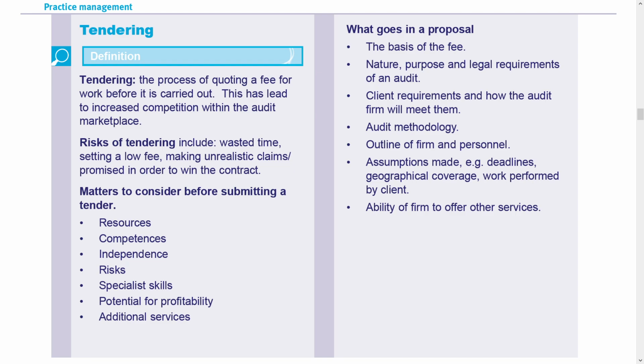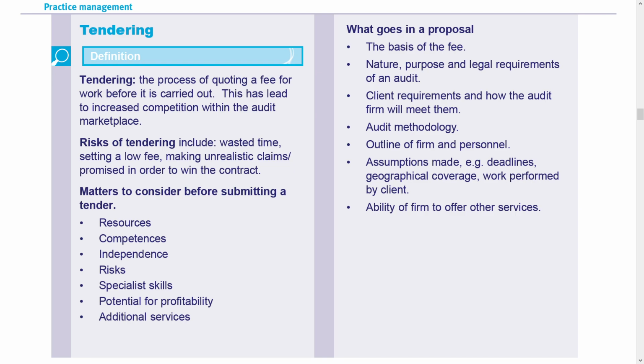What are some risks of tendering? For example, it includes wasted time, setting a low fee, making unrealistic claims and promises in order to win the contract. Why do you do that? Because you want to win a contract. You say, okay, I will do this in 2 months or 3 months. You make some unrealistic claims, you know that you cannot make it. So these are some risks.